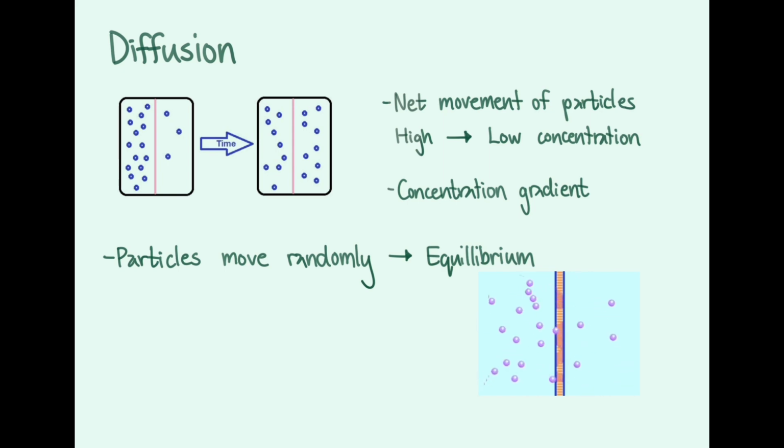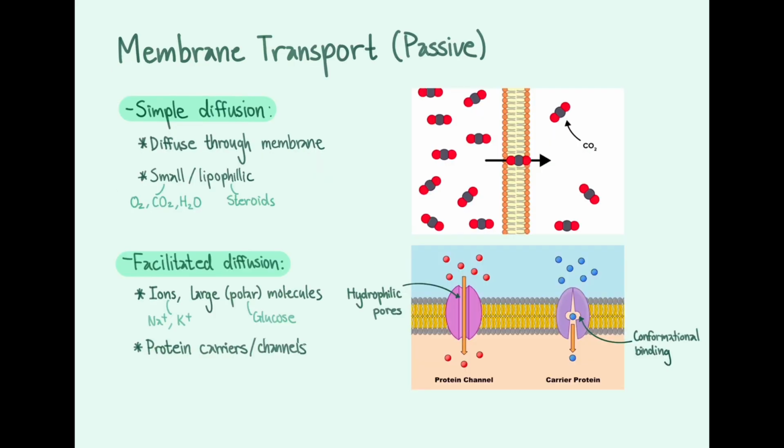Particles will move along the concentration gradient until equilibrium is reached, or when there is equal particle movement to both sides. There are two types of passive transport designated for different types of materials. First is simple diffusion, which happens directly through the plasma membrane, and this is only possible for small or lipophilic molecules. Some examples include oxygen, carbon dioxide, water, and steroids.